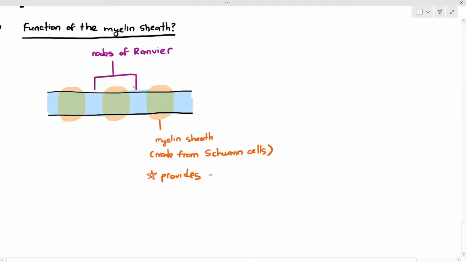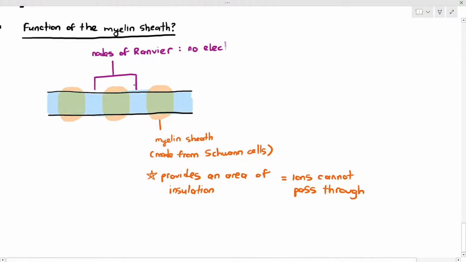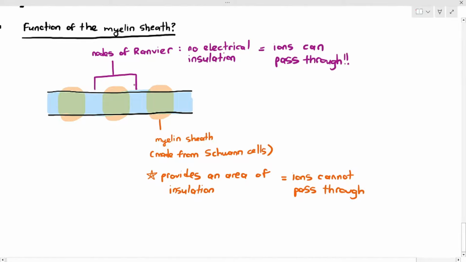The myelin sheath provides an area of electrical insulation, so therefore the ions cannot pass through, and the nodes of Ranvier have no electrical insulation, so ions can pass through. Some students will say, oh, parts of the axon which are myelinated or have the myelin sheath are less permeable to ions, and the nodes of Ranvier are more permeable to ions. That is a valid statement that you can also make.